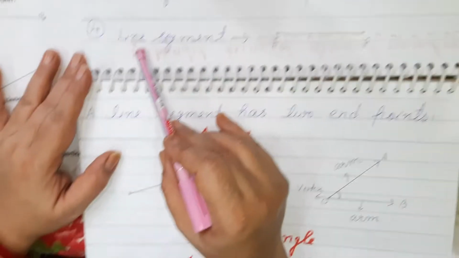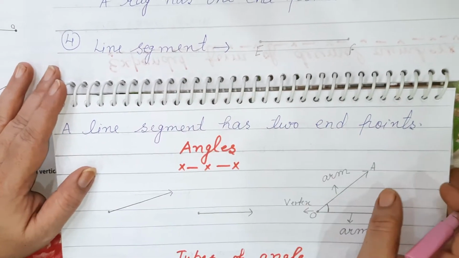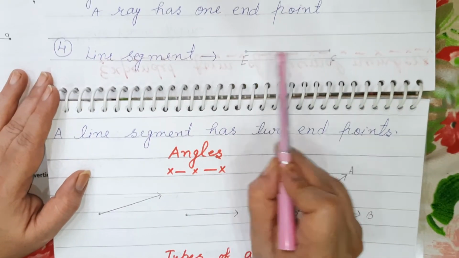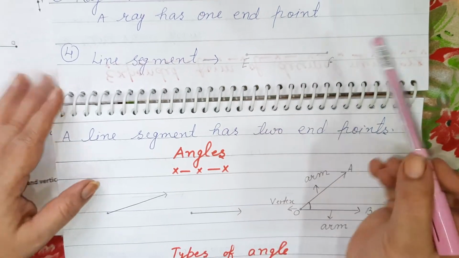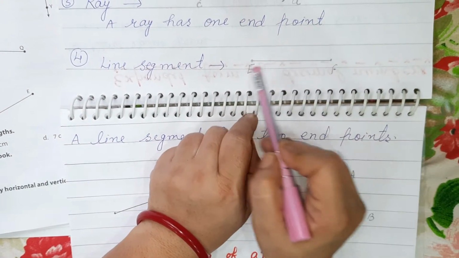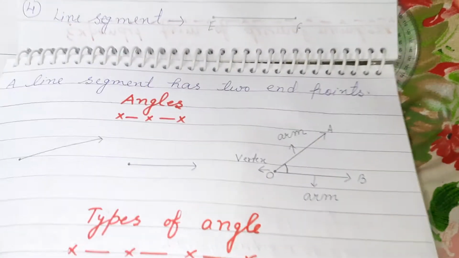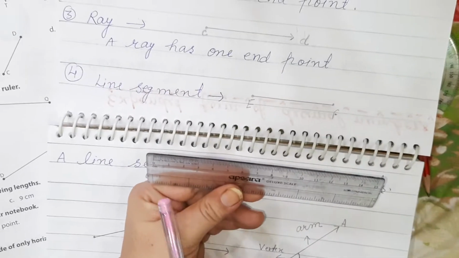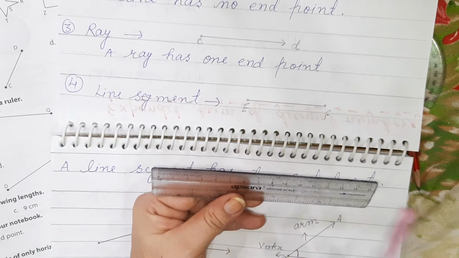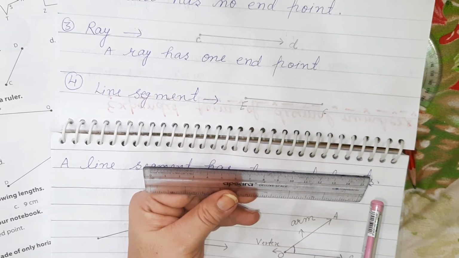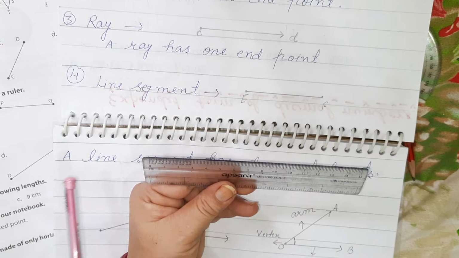Next one is line segment. A line segment has two end points. These two dots are end points. We cannot extend it from here and from here. And suppose a scale. A scale is the example of a line segment. It has fixed length. We cannot move here, we cannot move here. Fixed length.